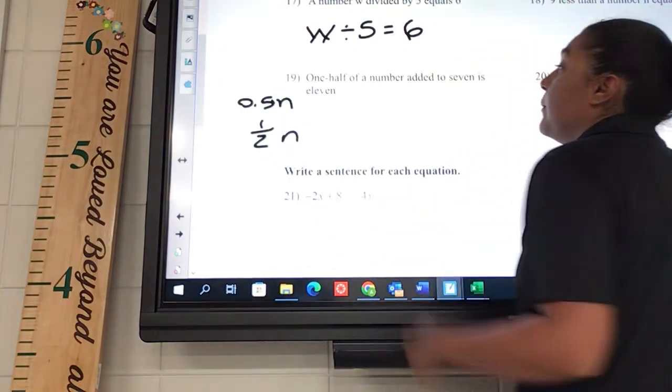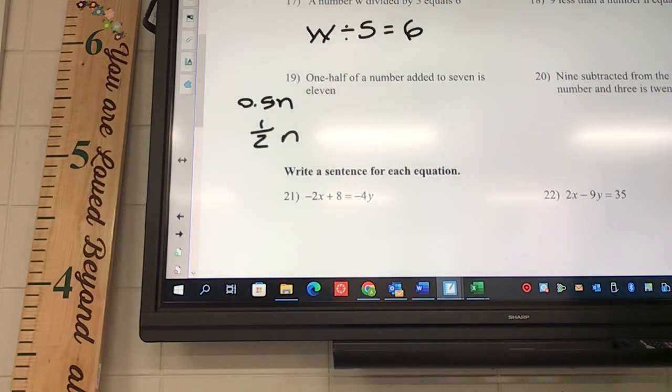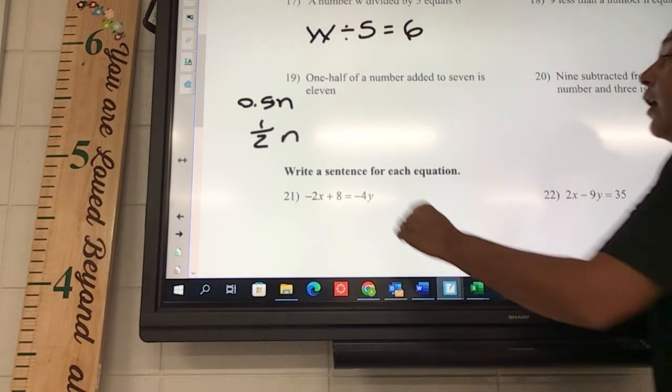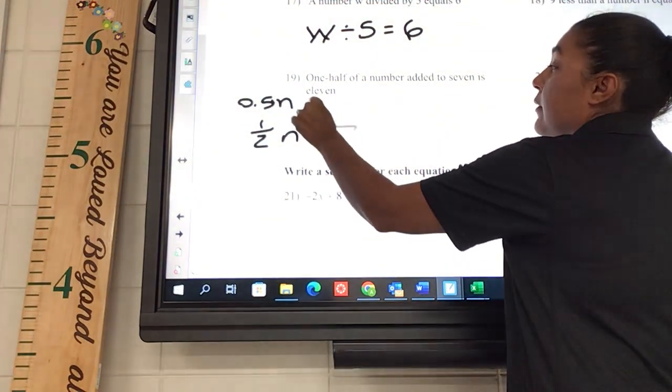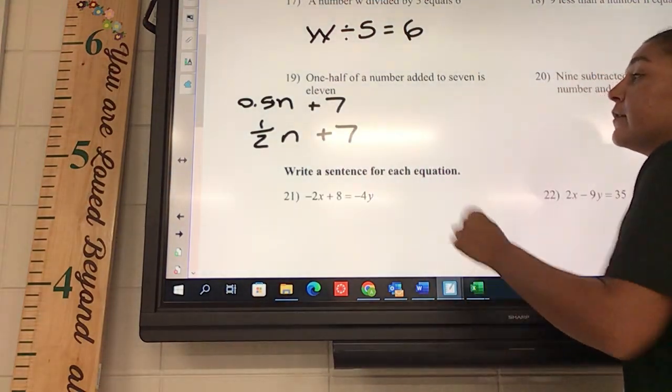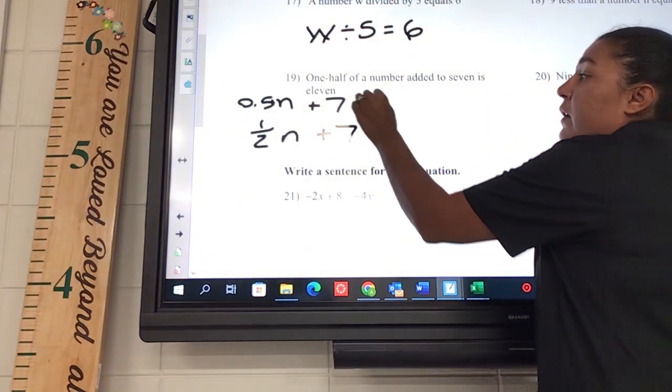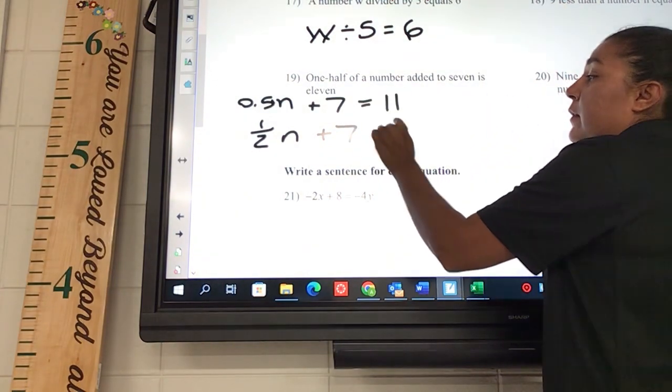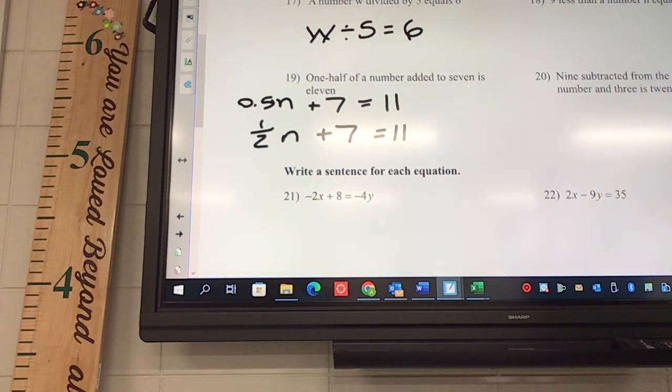n or N added to 7. Okay, so we're going to say plus 7 is, what's is mean? Equals 11. Okay, so either one of these are totally acceptable and fine answers. They both mean the exact same thing.